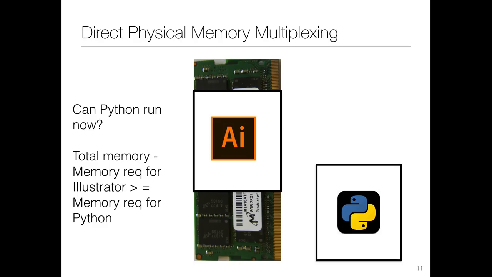We see that the total memory minus the memory required for Illustrator is greater than the memory required for Python. So how do you think the OS would solve this problem? The OS would solve it by moving the process above or close to some boundary, and that is actually called defragmentation. And this is an example of external fragmentation. Previously we saw internal fragmentation, which is wastage of space within a process, and this is external fragmentation. Even though we have enough space available, we still cannot load the process into memory.